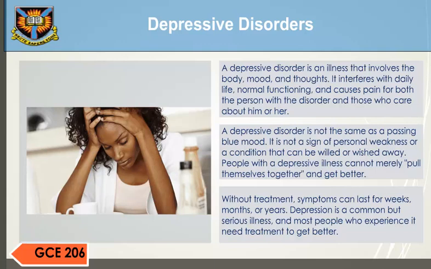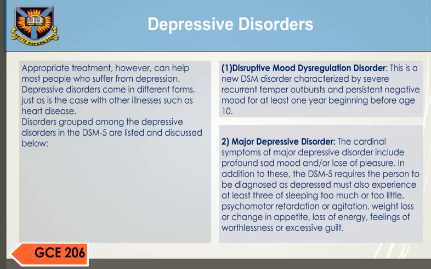Depression is a common but serious illness, and most people who experience it need treatment to get better. Appropriate treatment, however, can help most people who suffer from depression. Depressive disorders come in different forms, just as is the case with other illnesses such as heart disease. Disorders grouped among the depressive disorders in the DSM-5 are listed and discussed below.